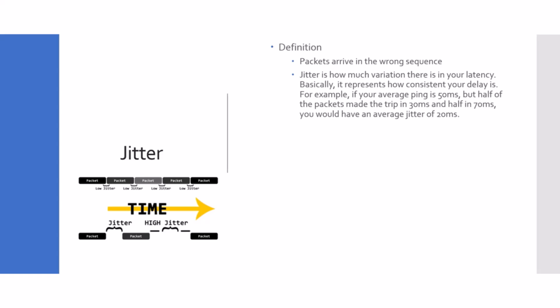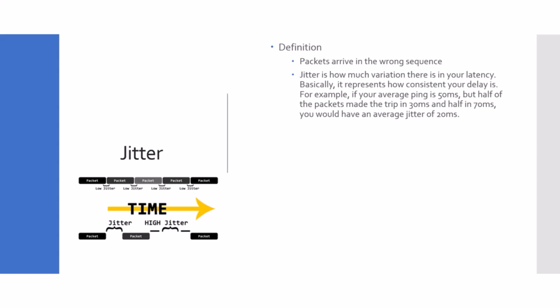So let's take an example. If your average ping time is 50 milliseconds, the first half of your packets arrive in 30 milliseconds, and the second half arrive in 70 milliseconds. So your average jitter is 20 milliseconds.